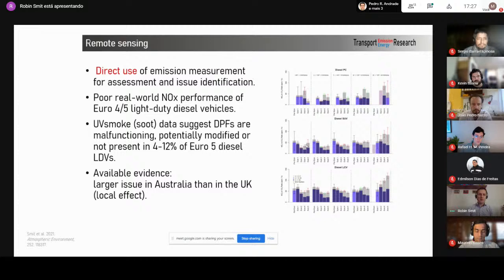But also, quite relevantly, the UV smoke measurements, which is basically detecting soot, also suggest that the diesel particulate filters are having a problem in a significant percentage of the Euro 5 diesel fleet. And we compared it to some work that was done in the UK, and it seemed that we have a larger issue in Australia with filters, and whether it's the quality of the filter or anything else, we're not entirely sure yet. But the issue seems larger in Australia than in the UK, possibly because we don't have an inspection and maintenance program here in place, in contrast to the UK. And this is again an example of a local effect that you need to account for in your emission factors.